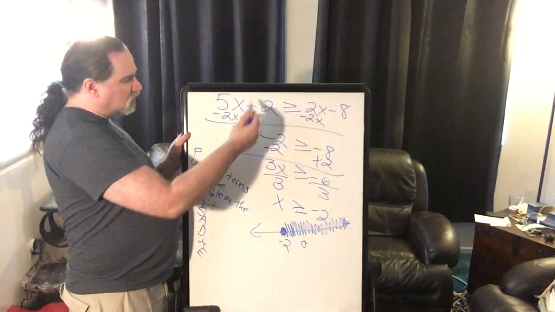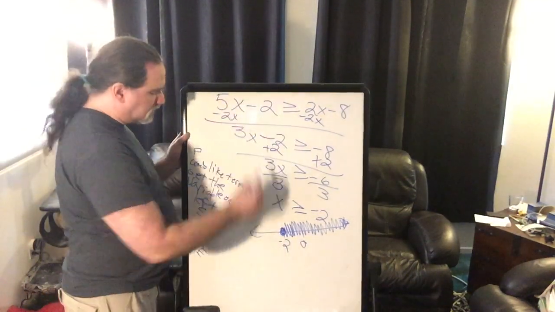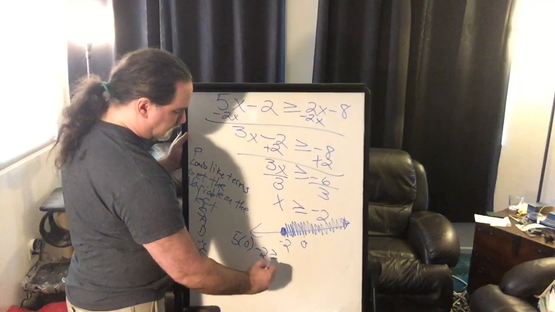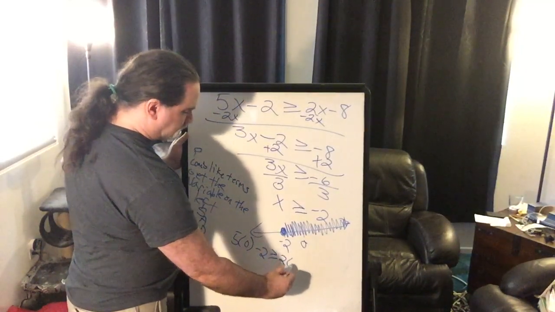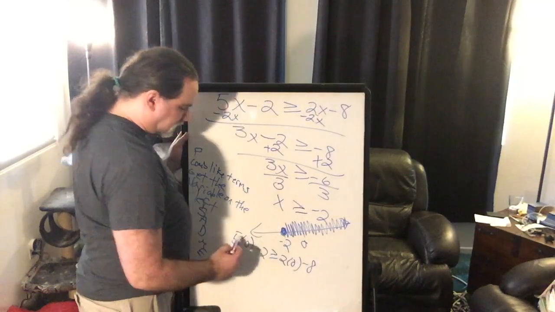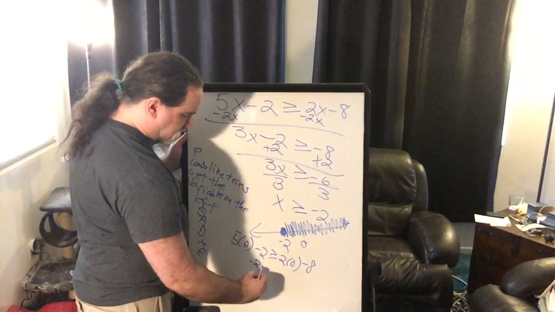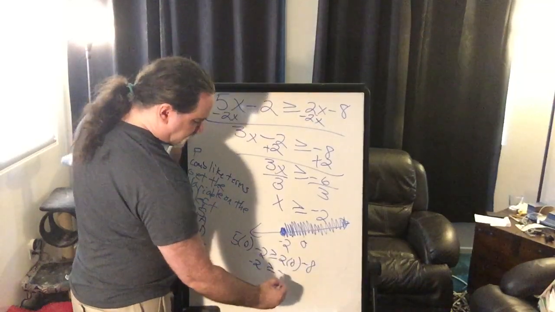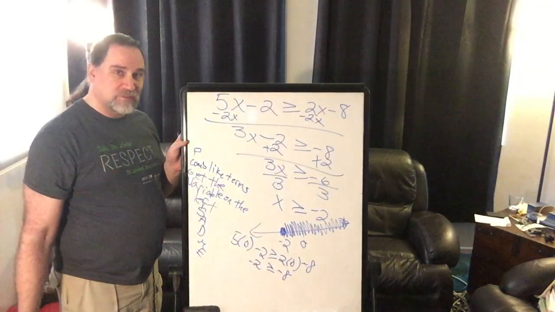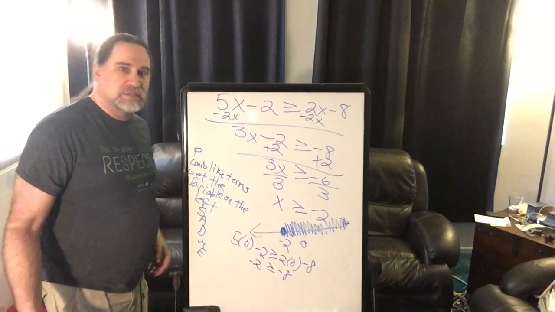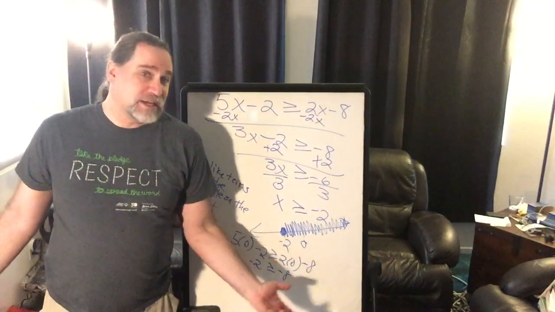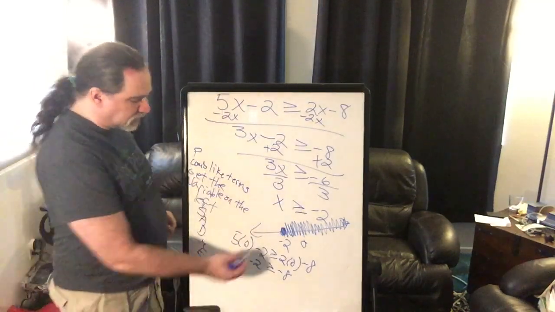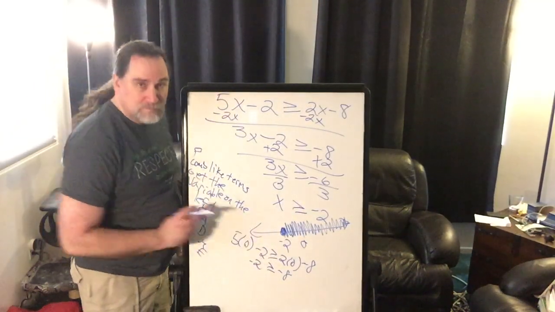But again, I go back all the way up to the top, and I would say, all right, 5 times 0 minus 2 is greater than or equal to 2 times 0 minus 8. Well, 5 times 0 is 0, minus 2 is negative 2. And 2 times 0 is 0, minus 8 is negative 8. Is negative 2 greater than negative 8? Yeah, it is. I'd rather owe $2 than owe $8, so this is the bigger number. It's further to the right on the number line. Negative 8 would be out here somewhere.